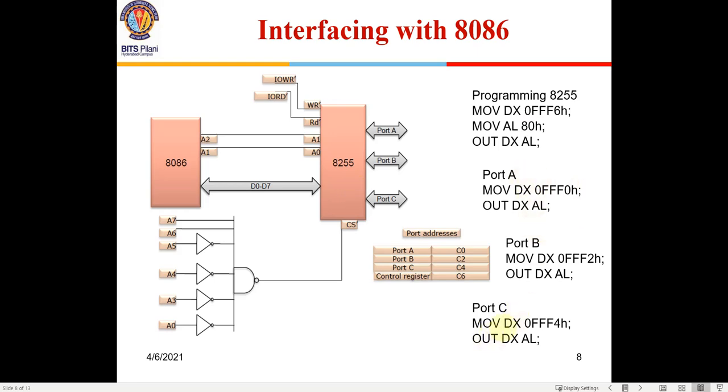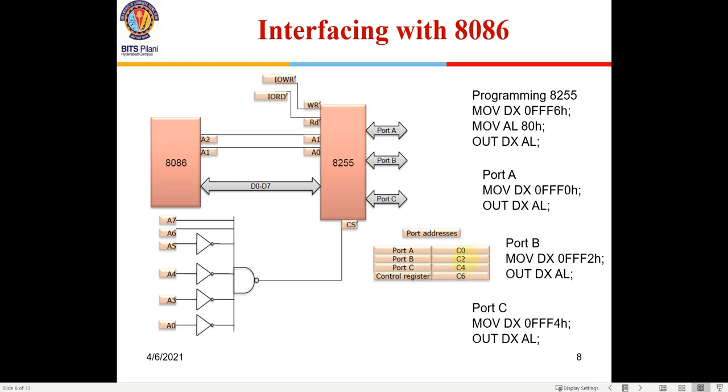So before we start using these ports, the first and foremost thing we need to do is program 8255, because we have to first tell 8255 what mode of operation it has to work in. How do we tell 8255 the mode of operation? By putting some data into the internal register. And what will be the internal register address? It has to end with 6, because an address ending with 0 indicates port A, ending with 2 is port B, ending with 4 is port C, and ending with 6 is the internal register.